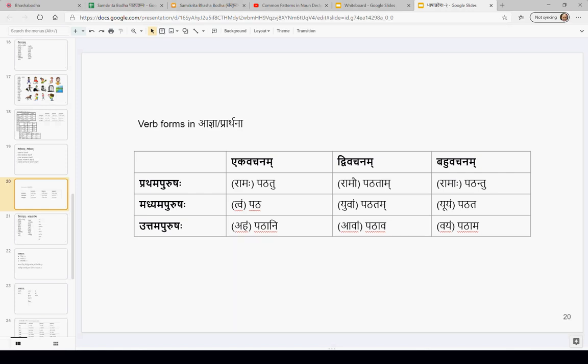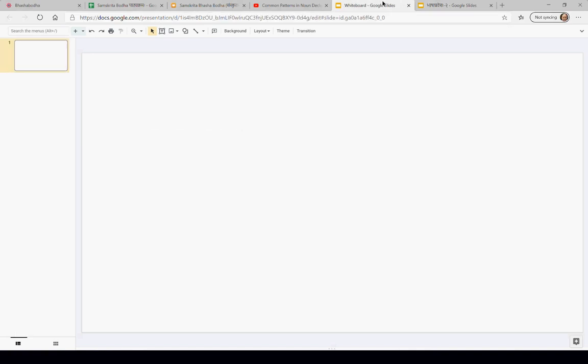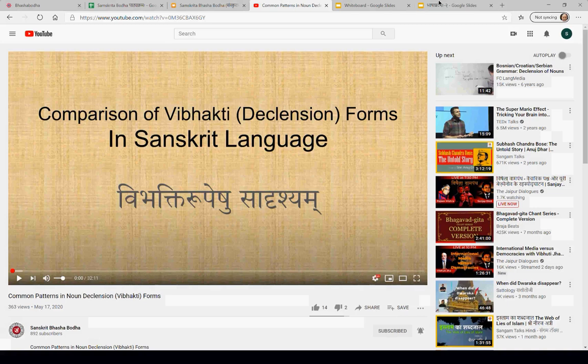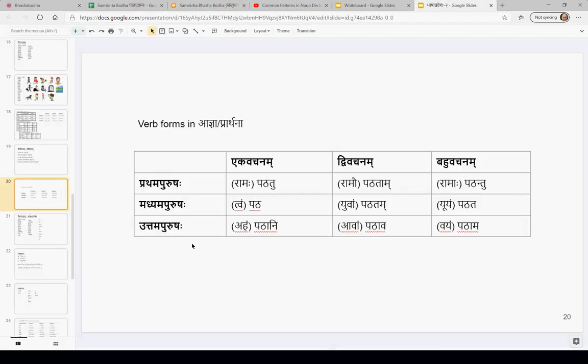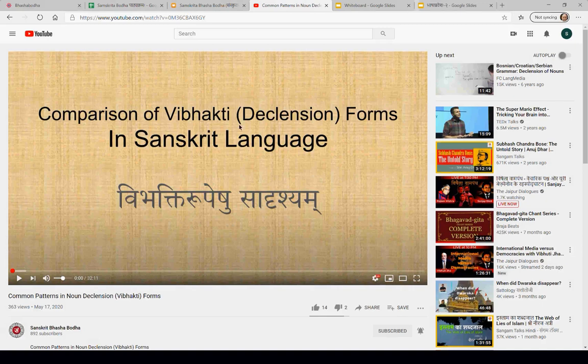What do you mean by vibhakti sadrushyam? Sadrushyam is similarity. Vibhakti rupesha sadrushyam: similarities in the vibhakti forms, a comparison of vibhakti forms. That is the one.